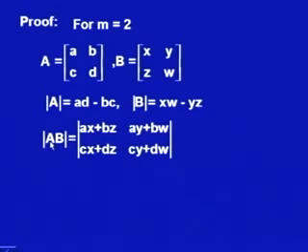However, the determinant AB will be obtained by first taking the product and then taking the determinant. The product of these two matrices has first row first column element AX plus BZ, this element is AY plus BW, this element is CX plus DZ, and finally the last element will be CY plus DW. So, this is determinant AB.